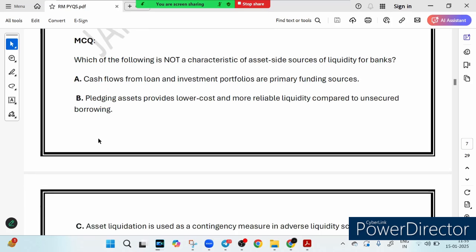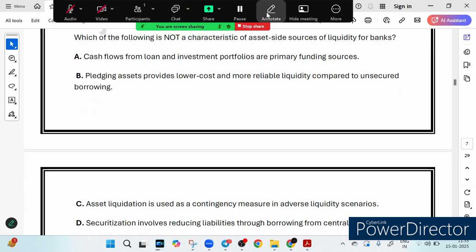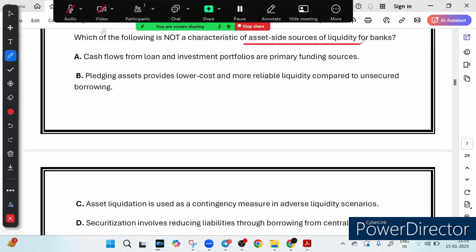Which of the following is not a characteristic of the asset side source of liquidity for a bank? There are asset side sources, there are liability side sources. Which is not a characteristic for the asset side source? Let's see the options. The first option, as you can see, is that cash flow from loan and investment portfolio are primary funding source. Option B, pledging asset provide lower cost and more reliable liquidity compared to unsecured borrowing.